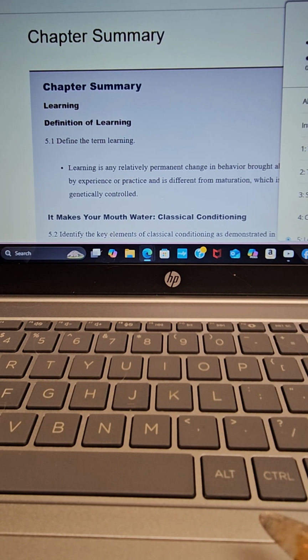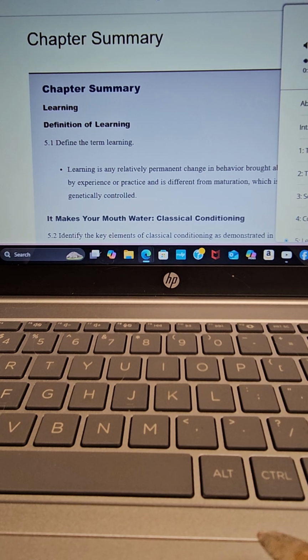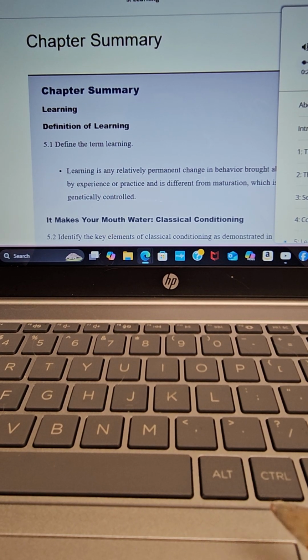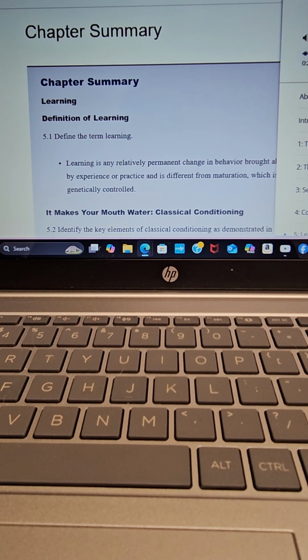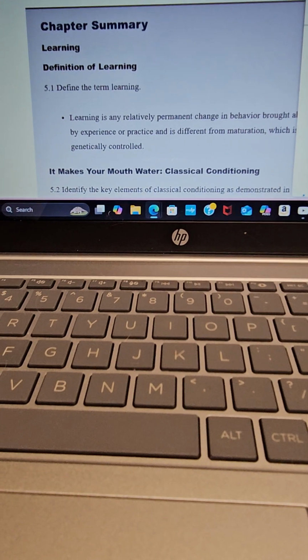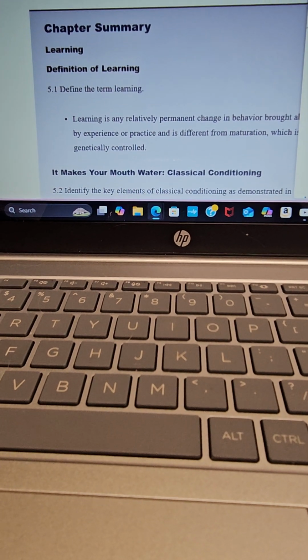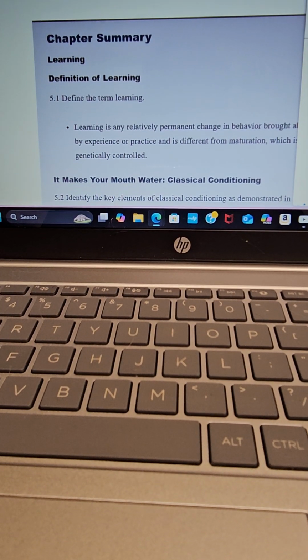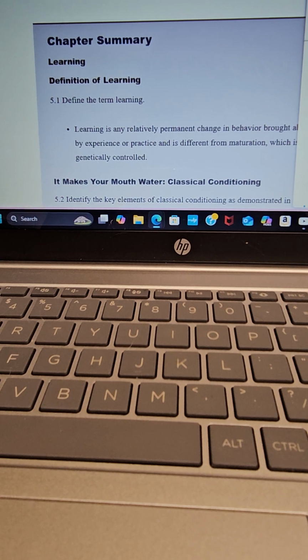Learning is any relatively permanent change in behavior brought about by experience or practice and is different from maturation, which is genetically controlled. It makes your mouth water.